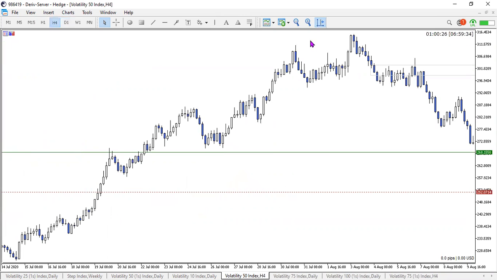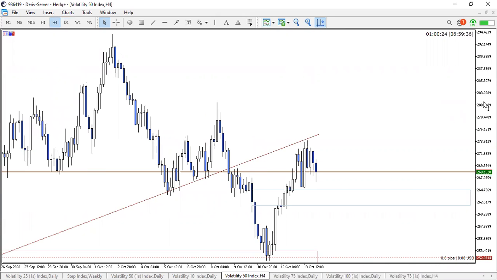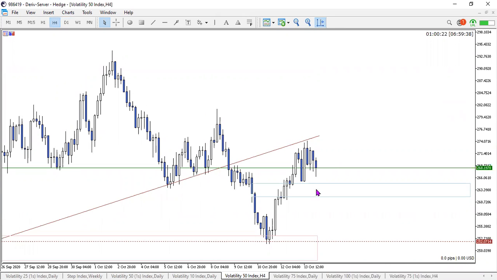Not really much we can speak about lower than the daily time frame, to be honest, because you can see that it's just consolidating at the moment.